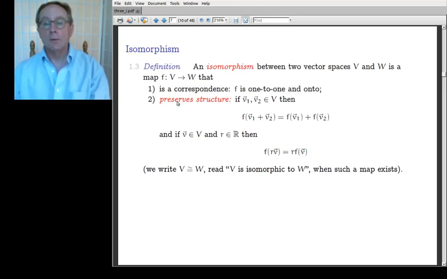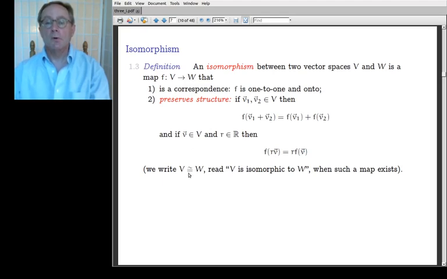And also, number 2, preserve structure. That f of v1 plus v2 is f of v1 plus f of v2. So that's the preserve structure part that was on the previous slide for addition. And here's the preserve structure part from the previous slide for scalar multiplication.